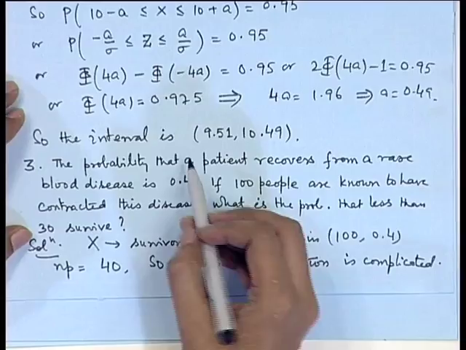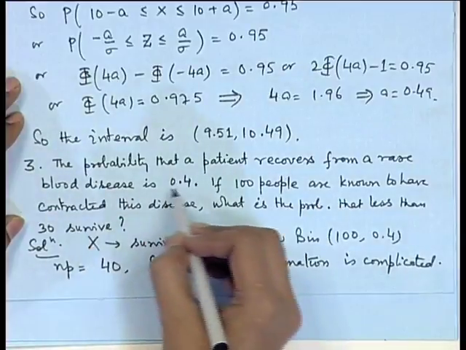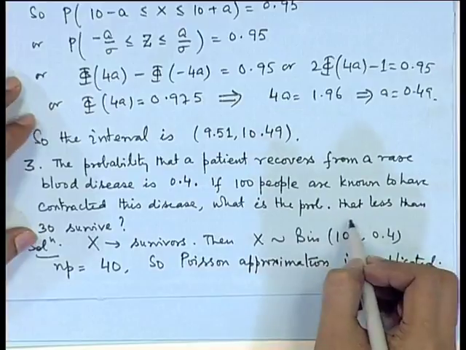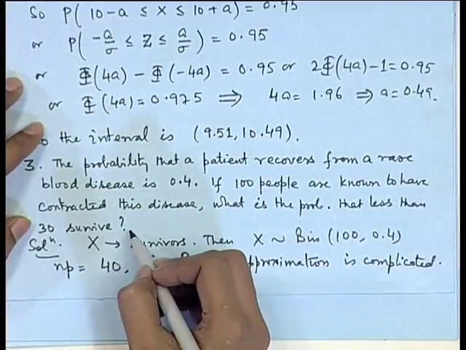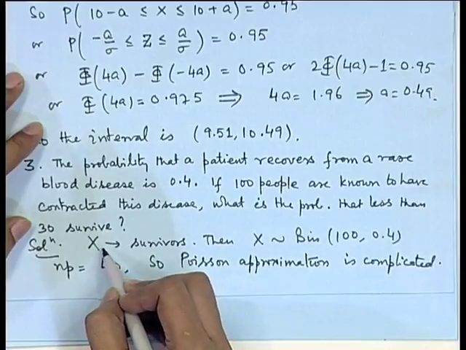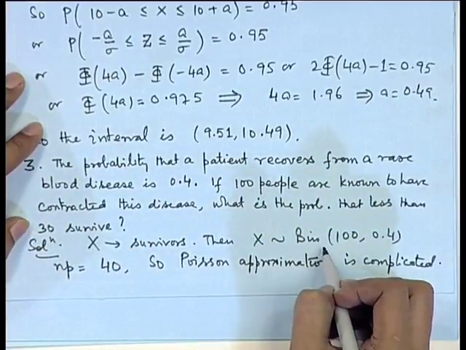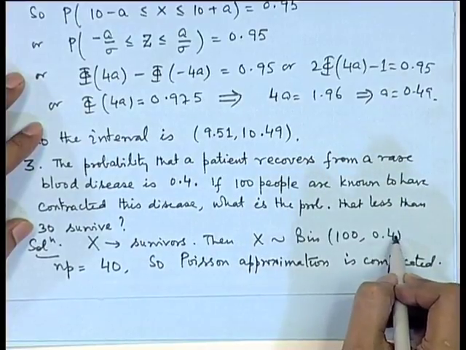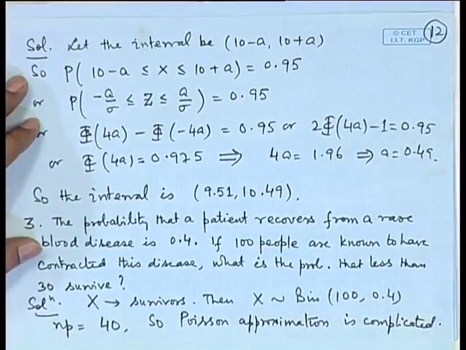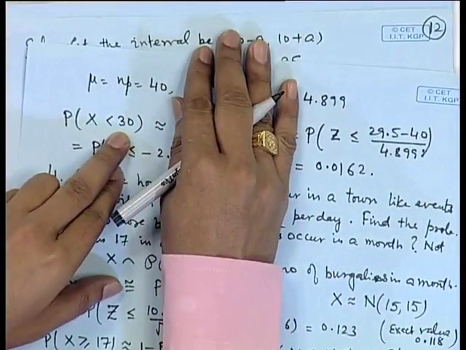So, let us look at applications of this here. The probability that a patient recovers from a rare blood disease is 0.4. If 100 people are known to have contracted this disease, what is the probability that less than 30 will survive? If we consider x as the number of survivors, then x follows binomial 100, 0.4, and we are interested to calculate the probability that x is less than 30.